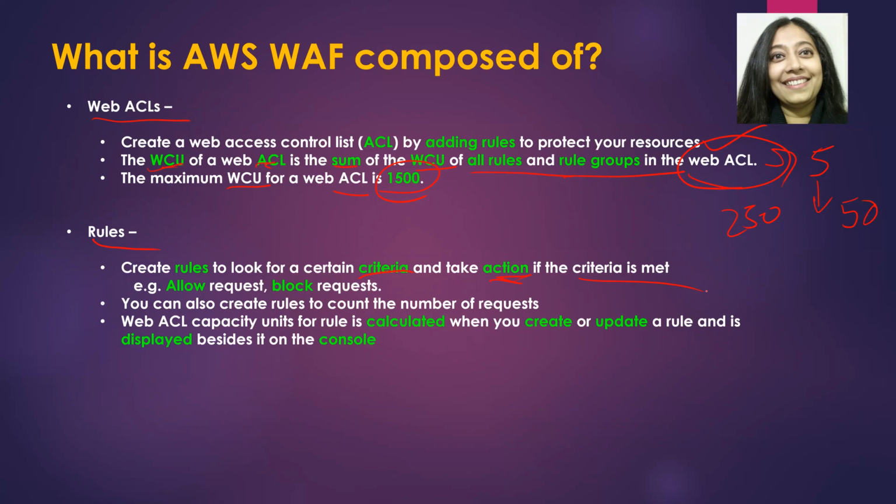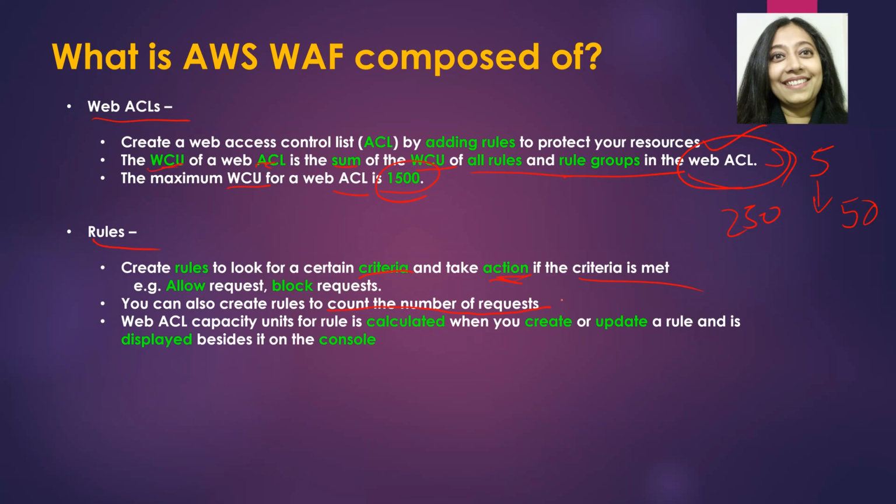You can also create rules to count the number of requests that you have received. So for example, if you receive multiple requests from the same IP address, just a scenario, or you want to know how many requests you're totally receiving. If you suddenly receive like 10 million requests, that means somebody's probably attacking your application, right?